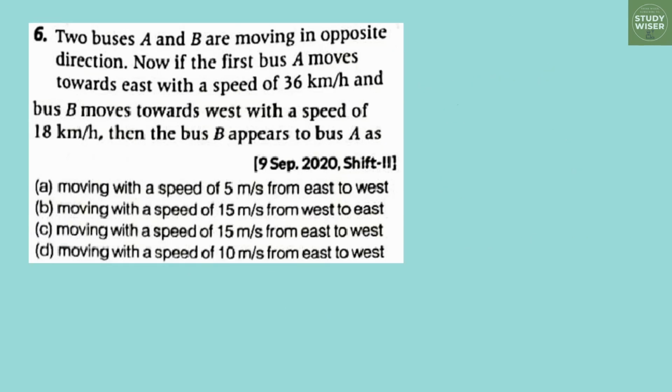Now coming to sixth question. Two buses A and B are moving in opposite direction. Now if the first bus A moves towards east with speed 36 kilometers per hour and bus B moves towards west with the speed of 18 kilometers per hour, then the bus B appears to bus A.